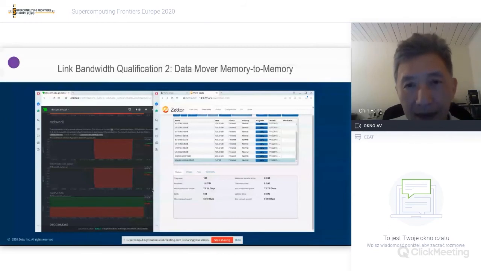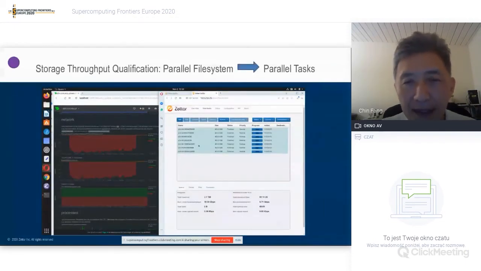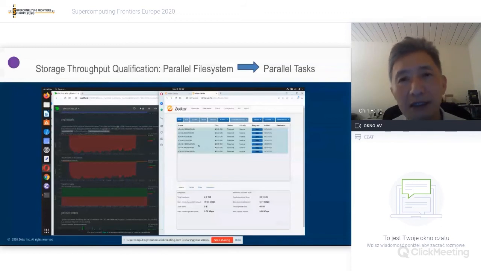Next, now the memory-to-memory test is really just preliminary. To do it for real, you need to do a storage-to-storage transfer. So how do we do that? Now, first of all, there are two Lustre file systems. How can you use them together? That's one thing. But before you can use them together, you need to assure each one has sufficient throughput to contribute.